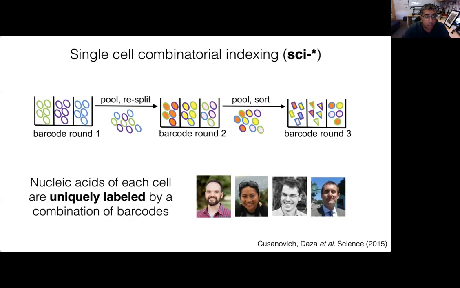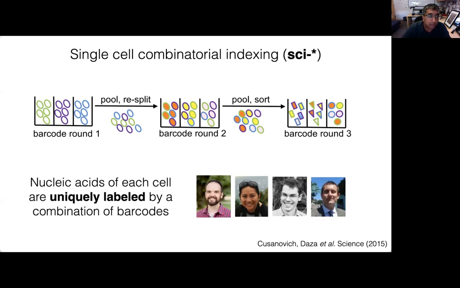But the basic idea is that one is pooling and splitting and pooling sets of cells or nuclei, and performing molecular barcoding in a well-specific way at each of these rounds. And the take-home consequence of this kind of a workflow is that without ever actually isolating any single cell in any well or droplet or compartment, we are able to label its nucleic acids with a unique combination of barcodes, such that when we sequence those barcodes together with a transcript or a portion of its genome, we can group the reads that derive from the same single cell, and we can do this reliably.